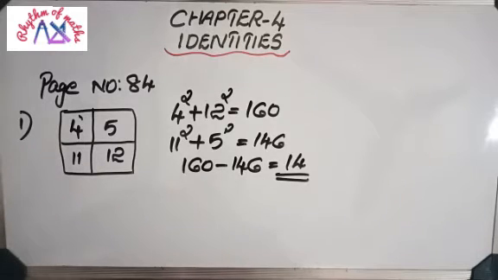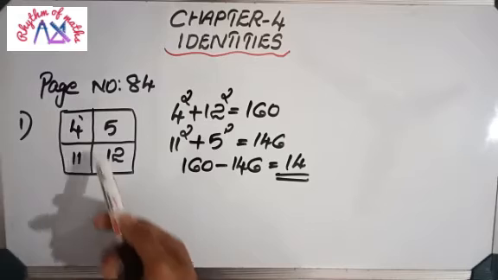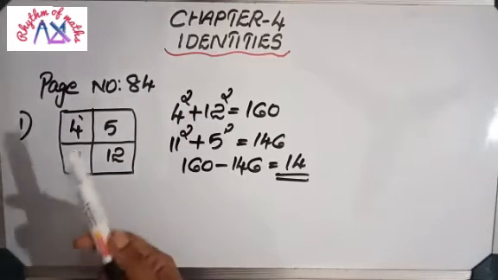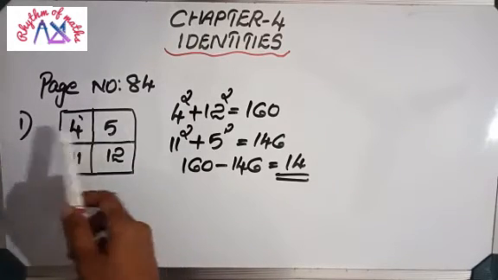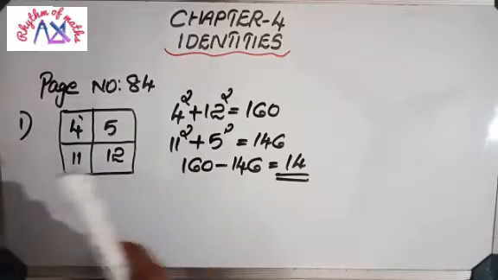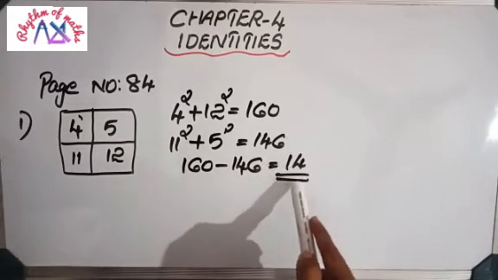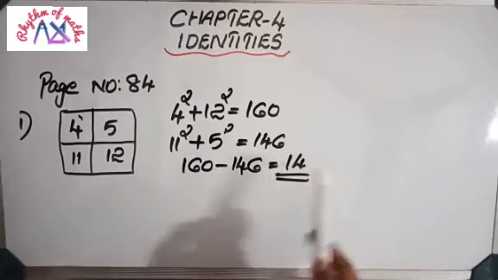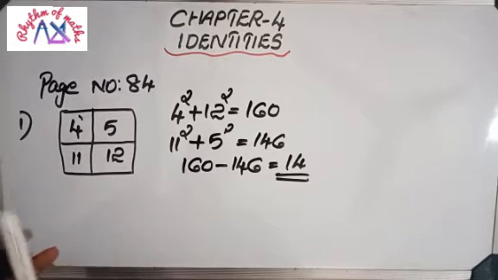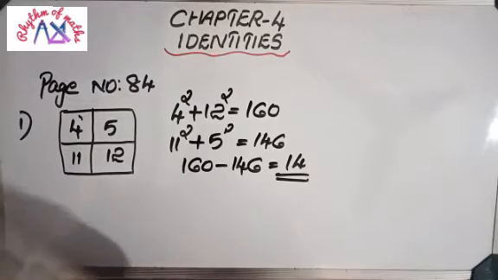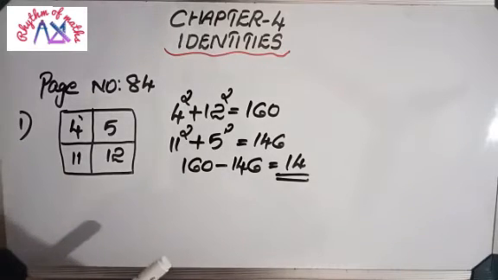Now the first sub question is, take another 4 numbers like this from the same calendar and check whether the answer is the same for that pair also. That means whether the answer is 14 or not. So instead of 4, 5, 11, 12, we need to choose another 4 numbers.